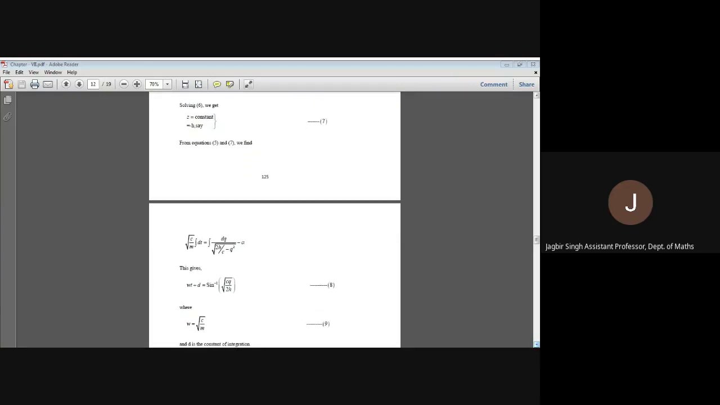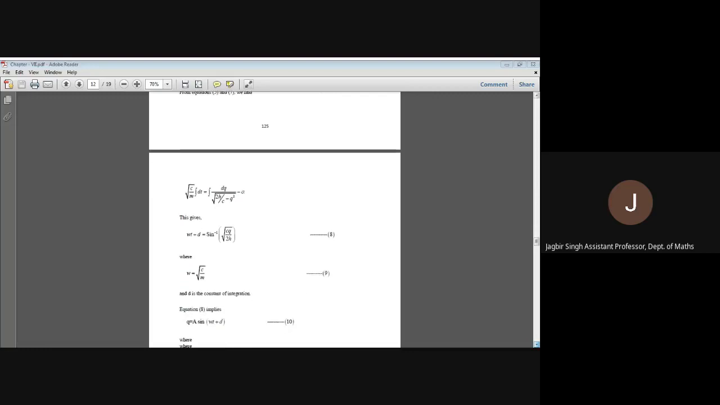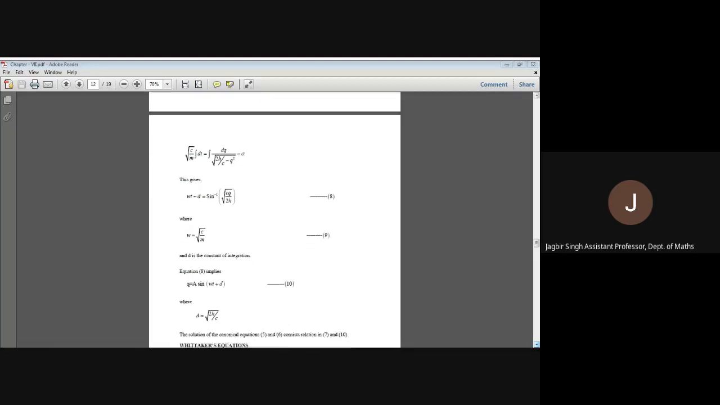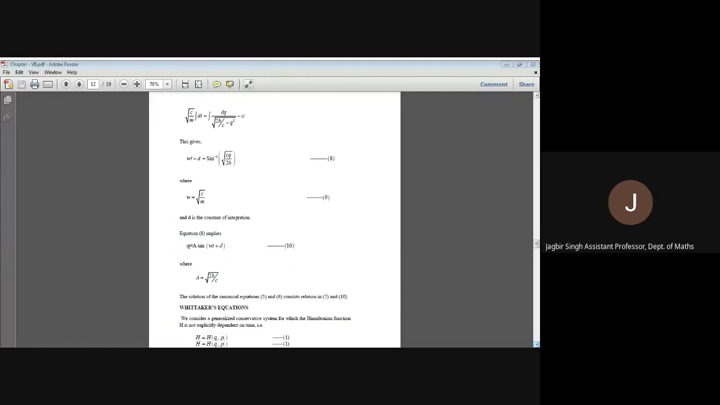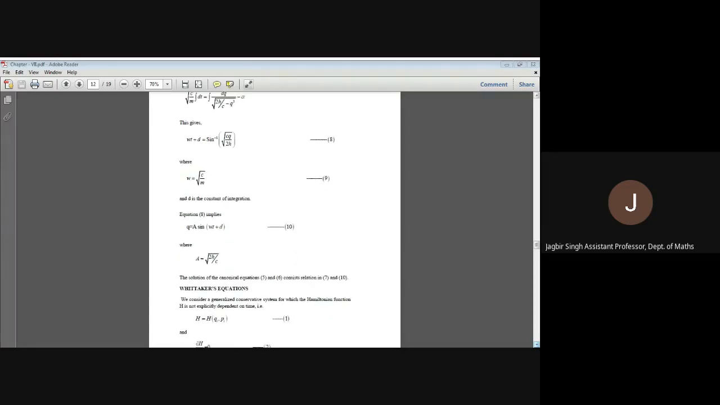So wt plus d will be equal to sine inverse of under root of cq by 2h, where w will be under root c by m, and hence the value of q is obtained, and so a is defined. So this is the solution of the canonical equations.